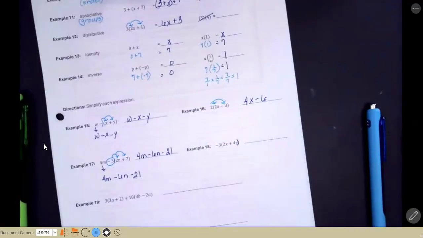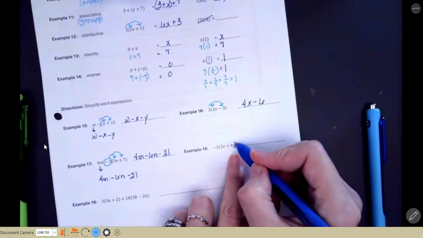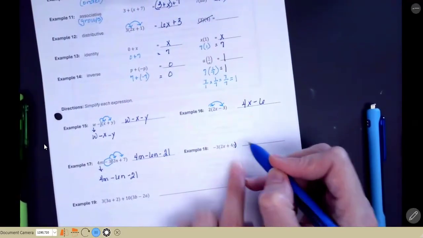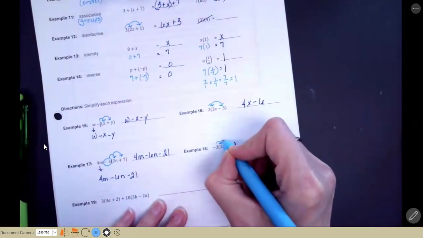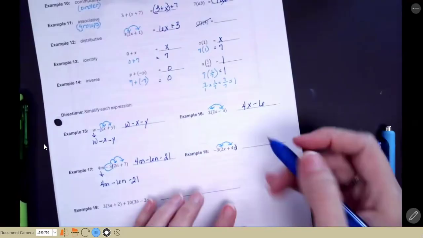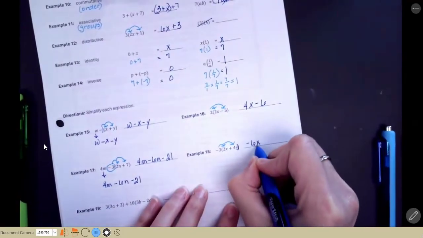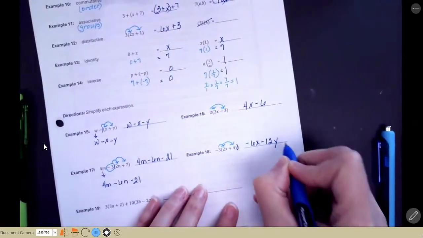Okay. All right, go ahead and do example 18. There should be a parenthesis at the end of that number. And then check your answer when you're done.